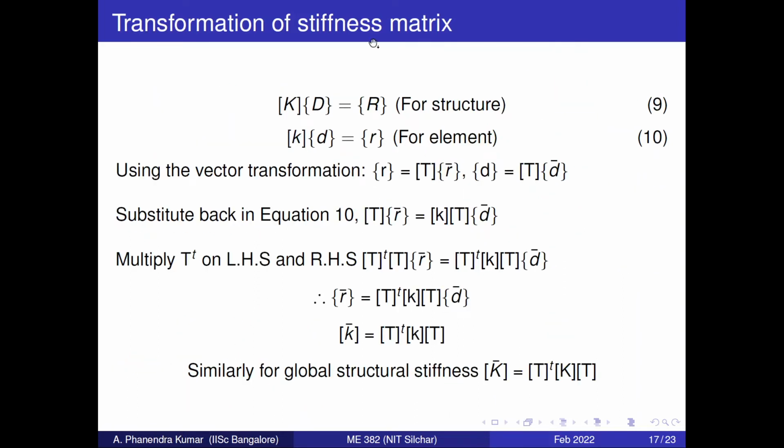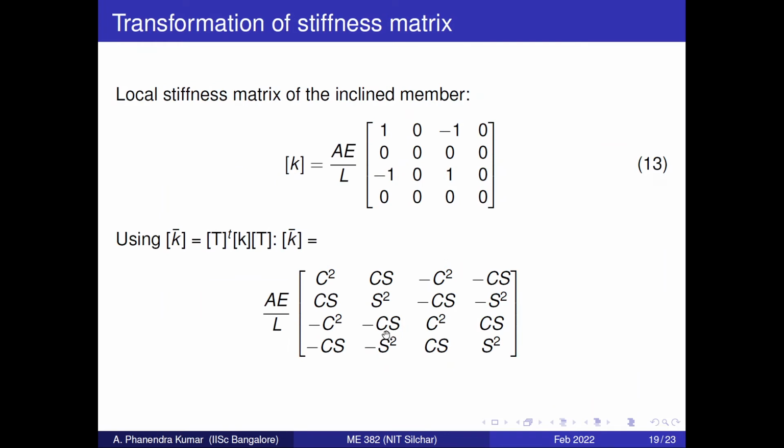If we go back to the transformation of the stiffness matrix, we have seen how we derived it. This is the global stiffness matrix, and this is the local stiffness matrix. To evaluate the global stiffness matrix, we need to use the expression T transpose K T. K is the local stiffness matrix which we already had, and we have already derived the T matrix also. Now using this expression, if we evaluate the global stiffness matrix, we will obtain the matrix as this. This is the same matrix which we found previously.